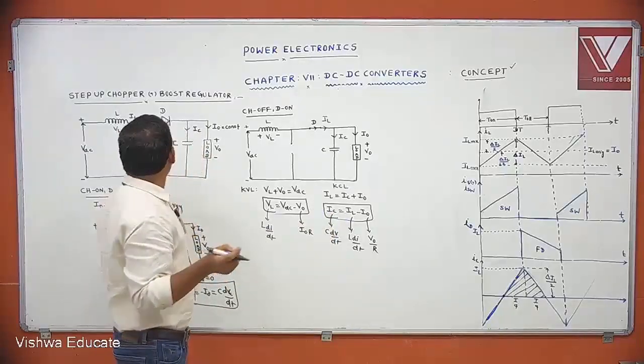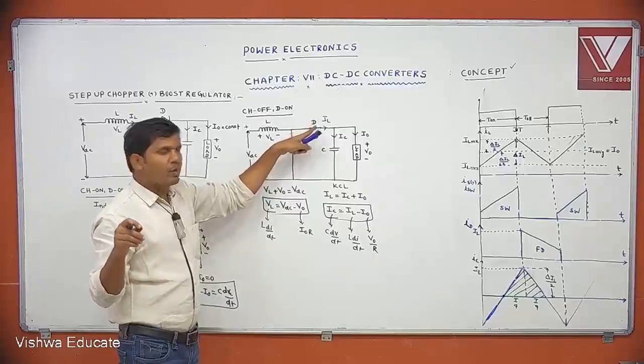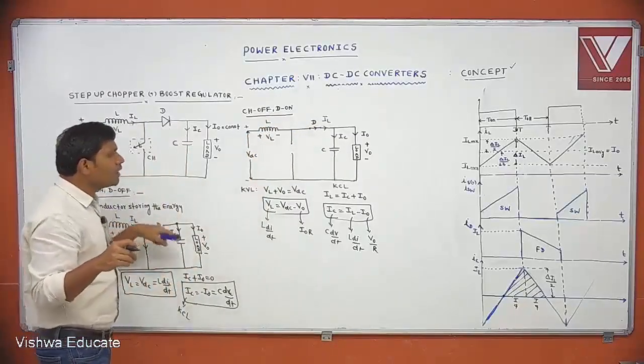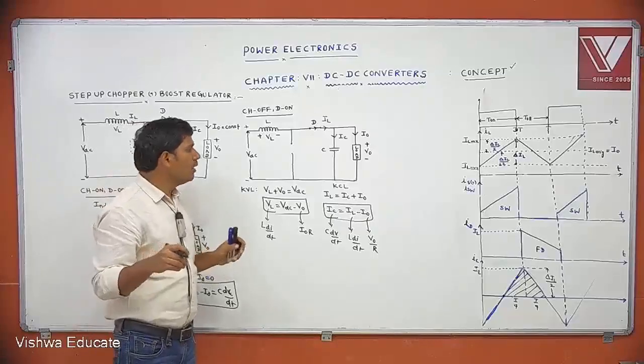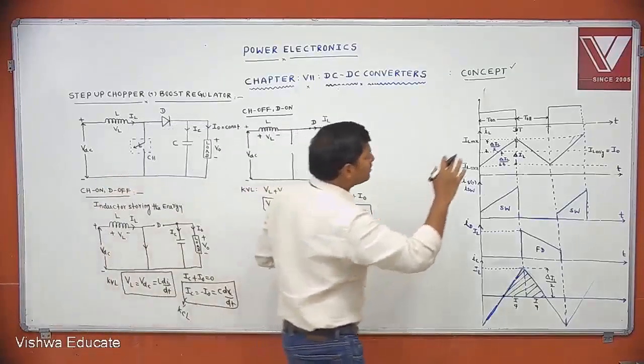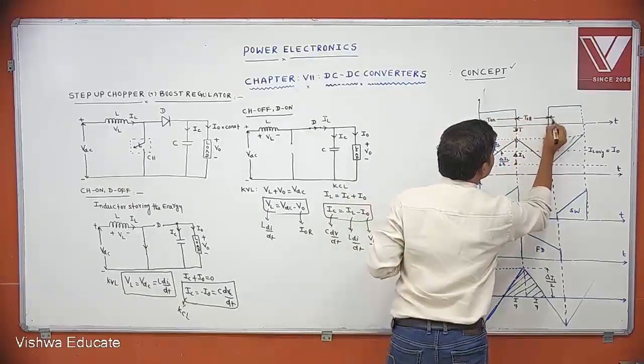This is not a freewheeling diode, it's a diode. Diode is on, chopper is off. Here chopper is on, diode is off state. Now, to analyze this one, the waveforms are the same. This is the switching, T on, T off, again T on.